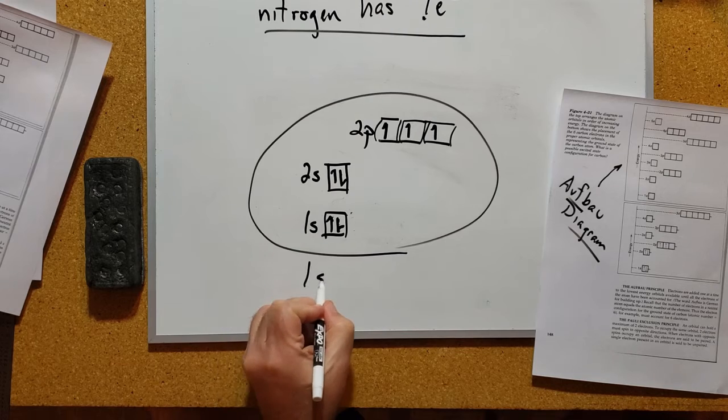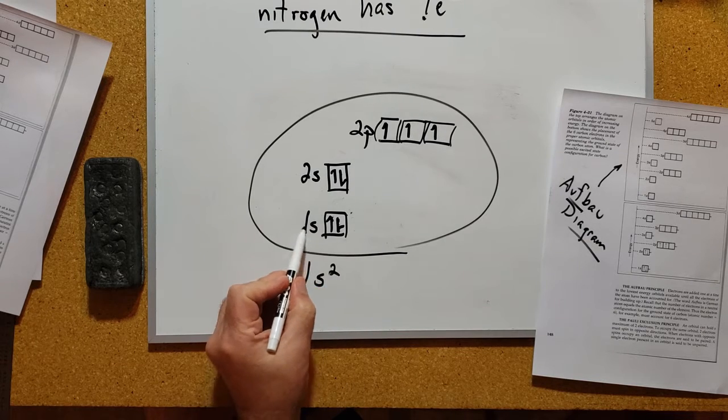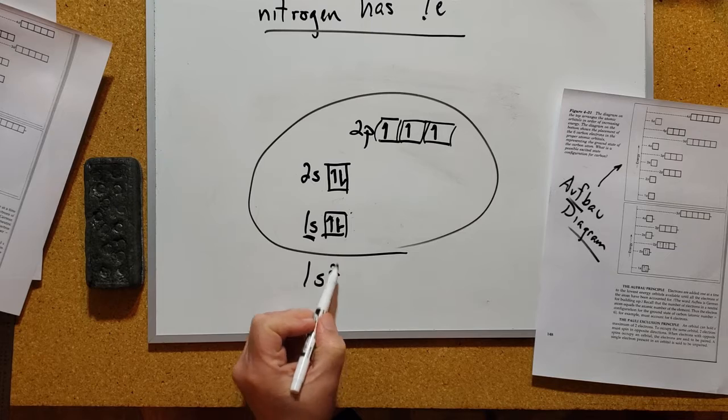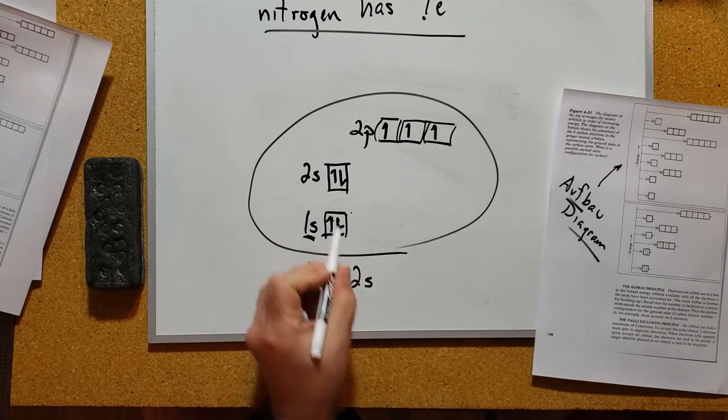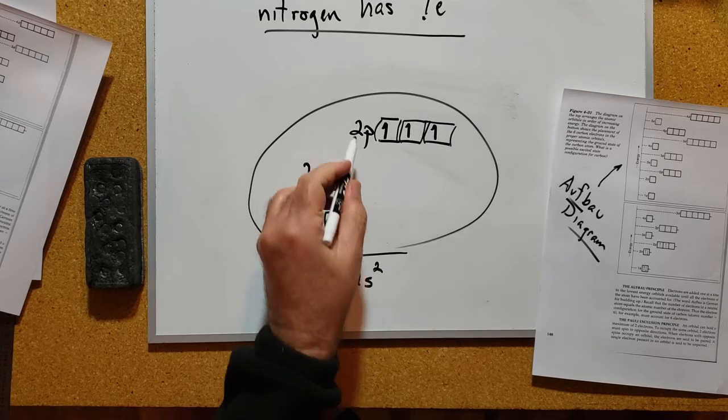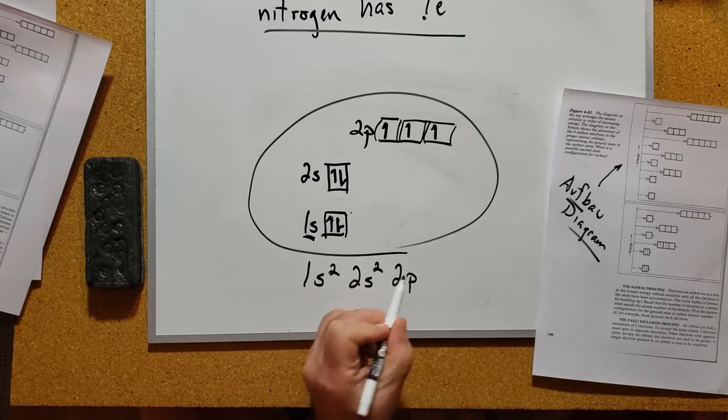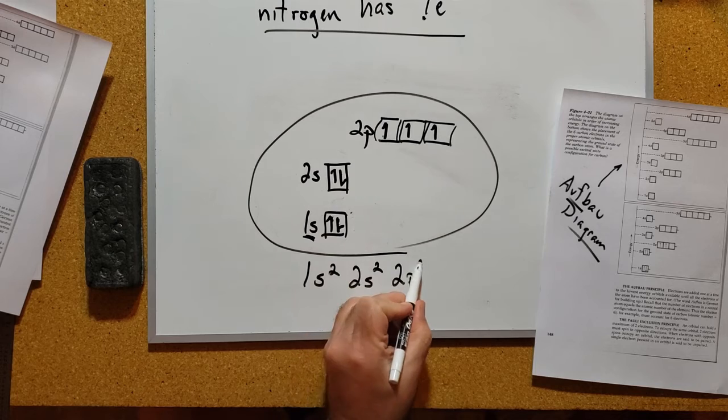We write it like this: 1s2. The 1s is the same as the 1s here, and the 2 means there's 2 electrons in there. Then above that, 2s, and there's 2 arrows, so it'd be 2s2, then 2p. Now we have 1, 2, that's 3 electrons.